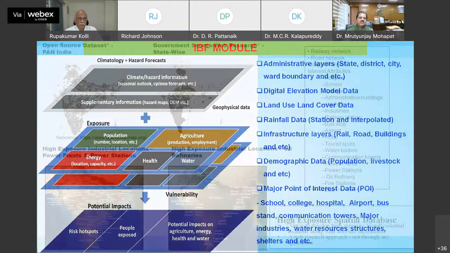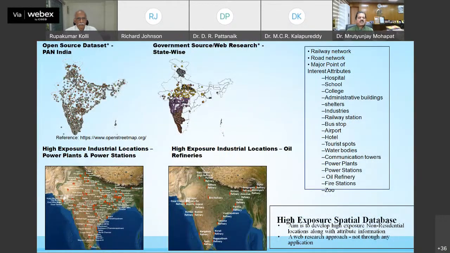Now, if you look at some of the data we've collected, it is very difficult to collect data for impact-based forecast. So we have gone for 2 sources. One is the open source data set, pan-India, shown in the left-hand side figure. Another is the government sources, data collected from state governments and other agencies. You can find that data collection is picking up, but the entire country still does not have all the data. We consider all types of exposure conditions as mentioned here, up to the power sectors, communication sector, tourist spots, water bodies, transport sectors, and many more.